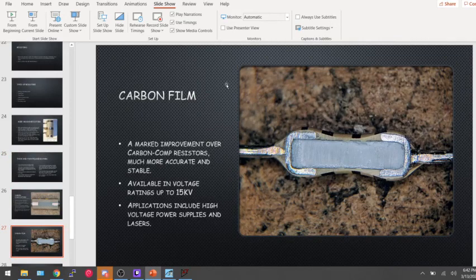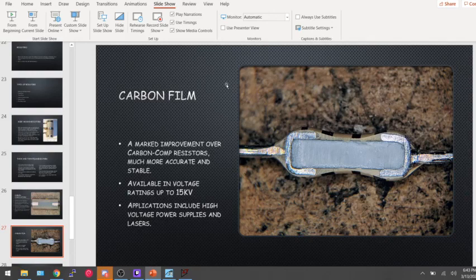Next, we will talk about carbon film, which is a much more modern style of resistor, but it has no real benefit over current metal film type resistors because they're just not really that much different. There's not a lot of difference between the metal film and carbon film. So metal film is very stable. Generally, there's no benefit of the carbon film over the metal film.